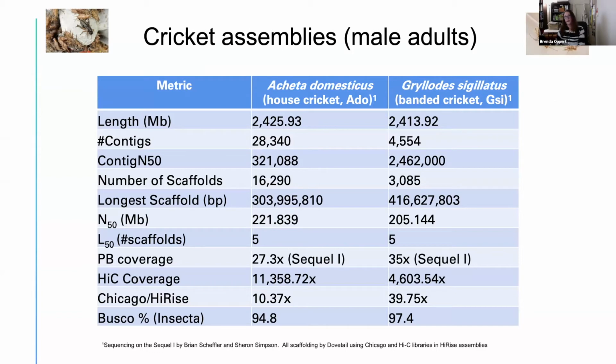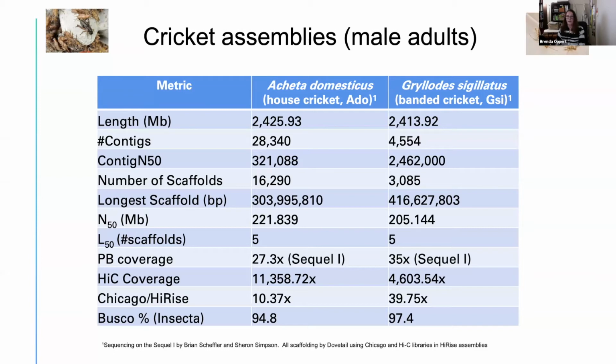So I'll just end with the results that we got on the cricket assemblies. We have sequenced both Acheta domesticus, which is the house cricket, and I never can say this insect, Gryllodes sigillatus, the banded cricket. These are two crickets that are commonly used for food products. They have been used mostly as feeder insects for reptiles and birds in the US, but around the world they are a common food product.